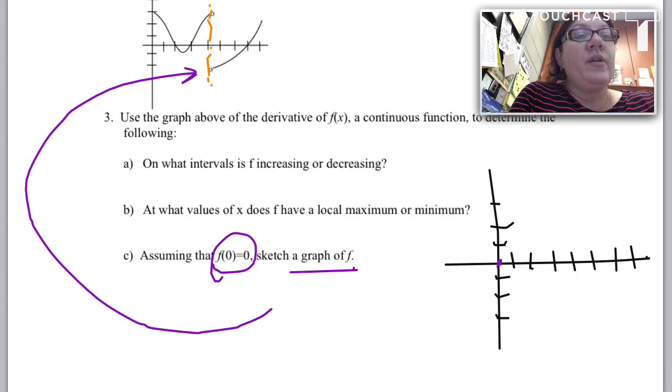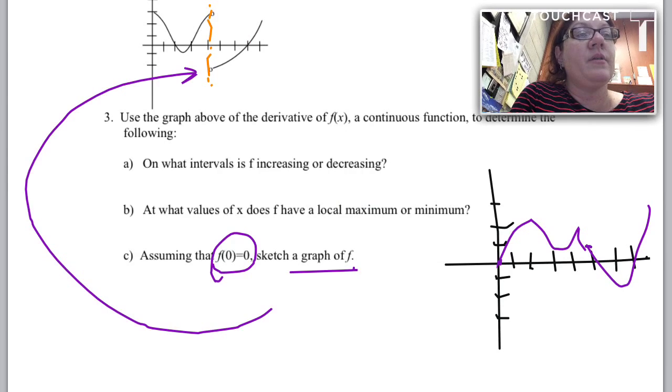So other than that, I'm going back to the increasing and decreasing. So I know I'm increasing until I get to 2, and then I'm decreasing until I get to 3, and then I'm increasing until I get to 4, undefined at 4, so then I decrease on the other side until I get to 7, and then it goes back up. So perhaps something like that.